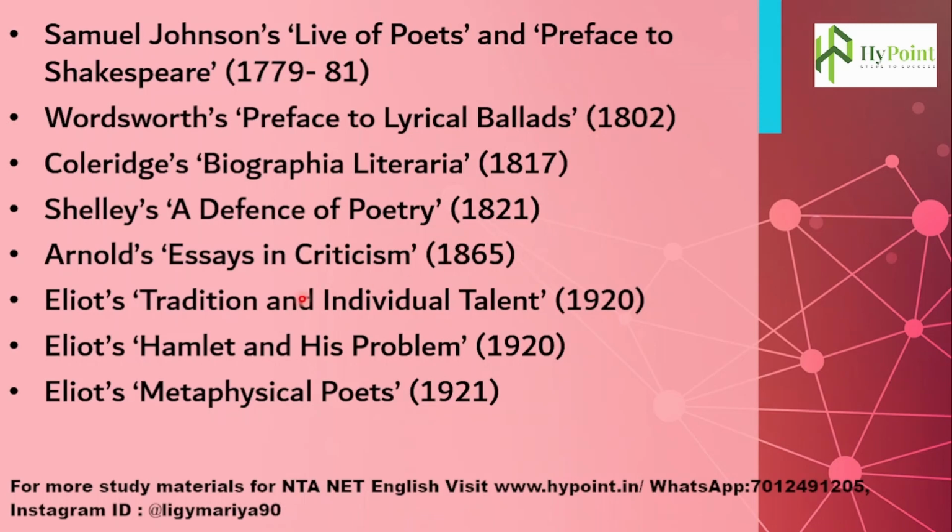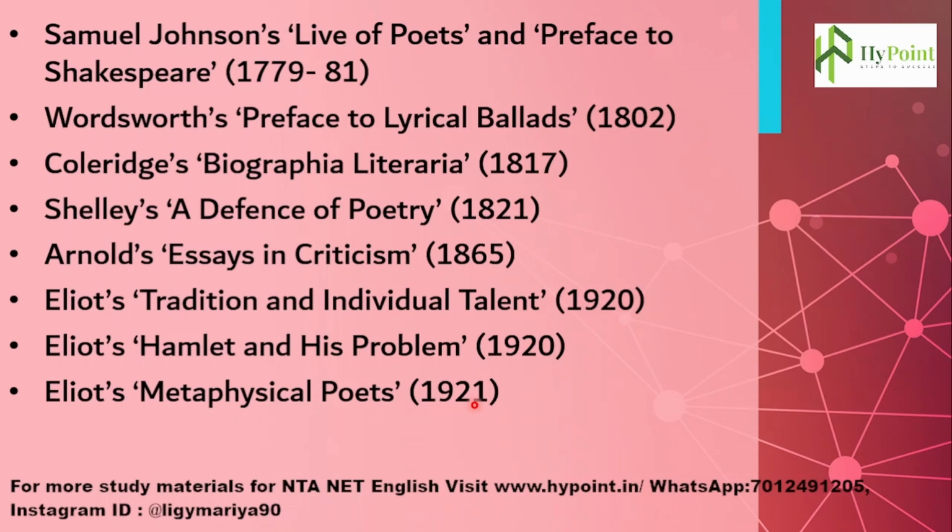Then Eliot's Tradition and the Individual Talent in 1920. T.S. Eliot's again Hamlet and His Problems came out in 1920. Then Eliot's Metaphysical Poets in the year 1921. So these are the most important texts available in literary criticism. I have given the chronology in the chronological order itself. Please learn it.